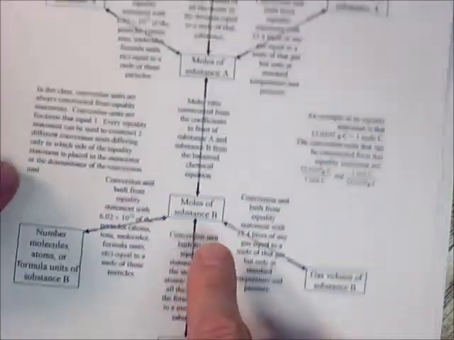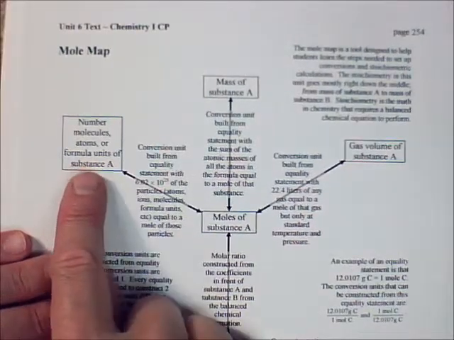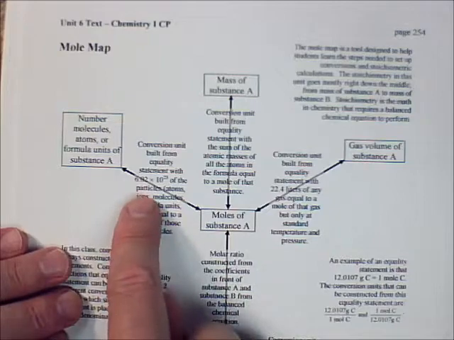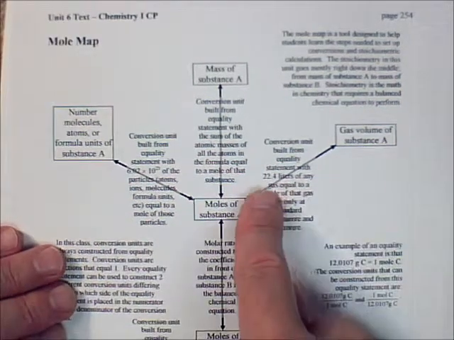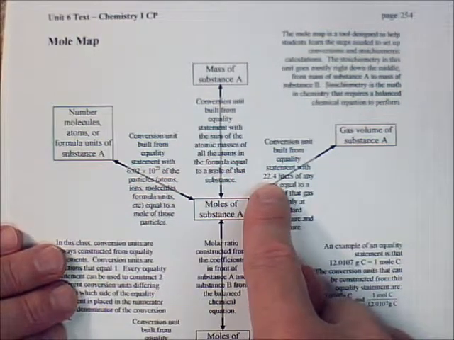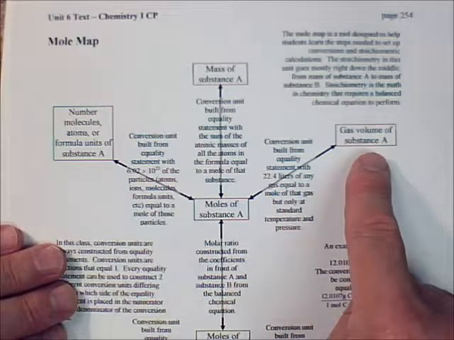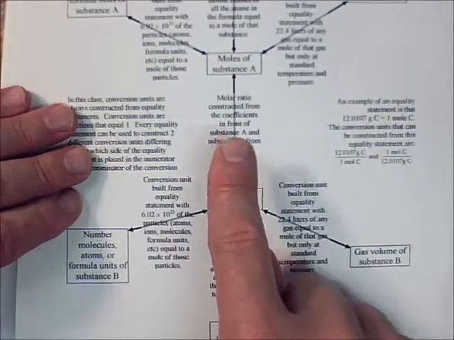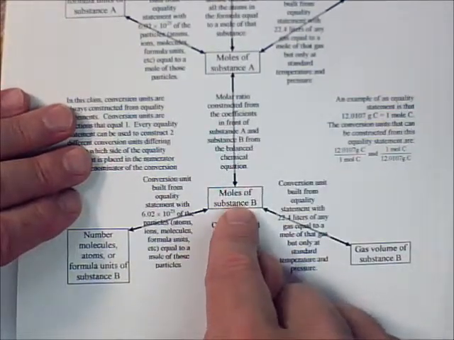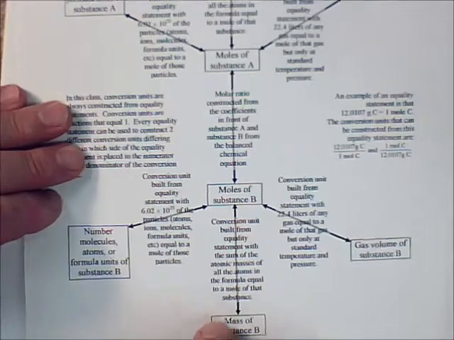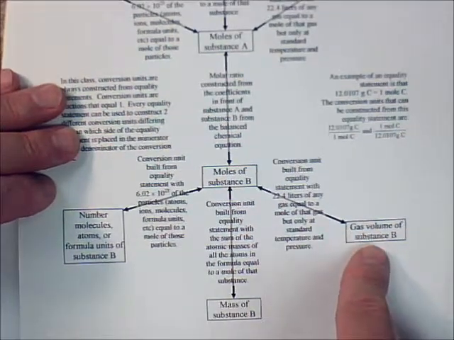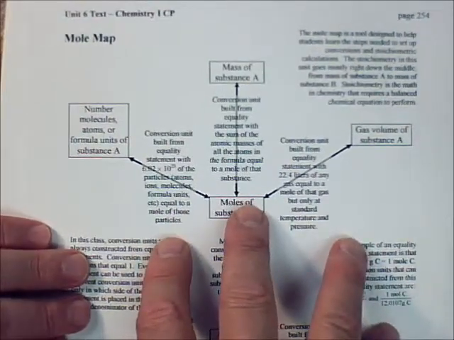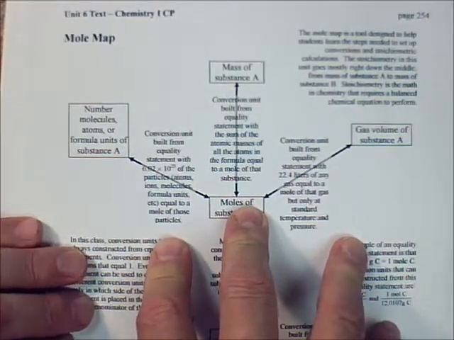We didn't spend a lot of time with these branches over here, but we did some math with it. We can go from the number of molecules to moles of a substance using Avogadro's number, or using this value here, 22.4 liters of any gas. We go from the volume of gas of a substance to the moles of the substance, and then through a balanced equation, you can get moles of substance B and get particles or mass or the volume of substance B. And that's the way this mole map was set up in unit, I believe it was 6.